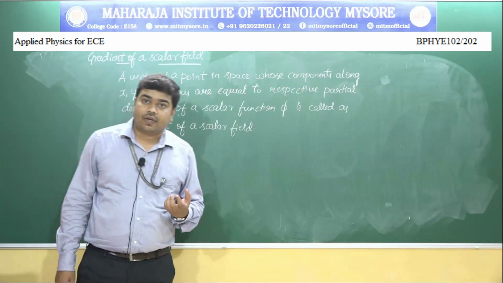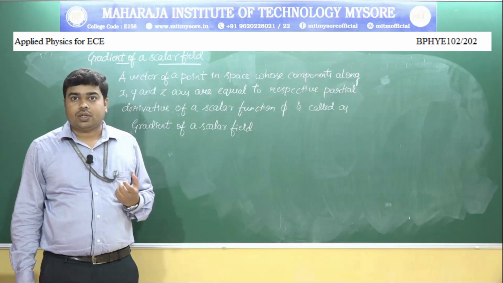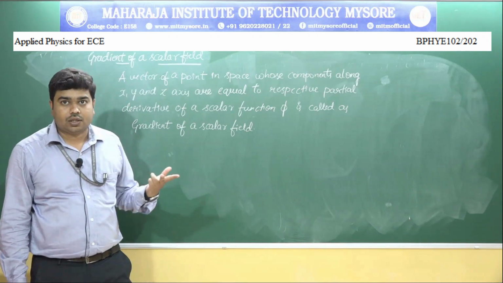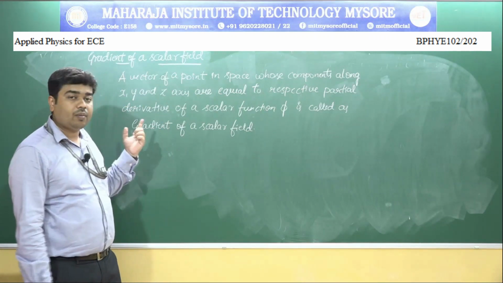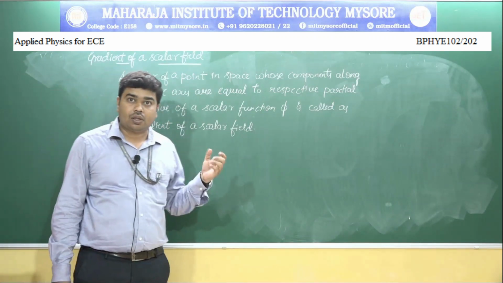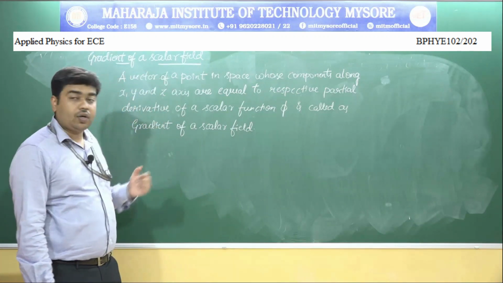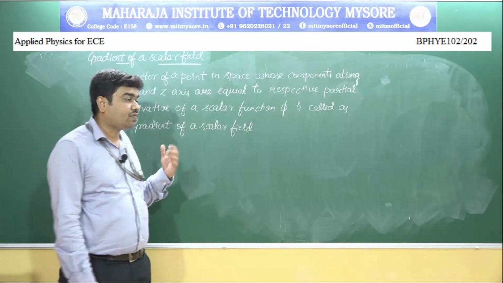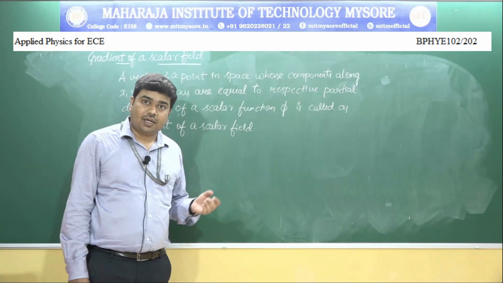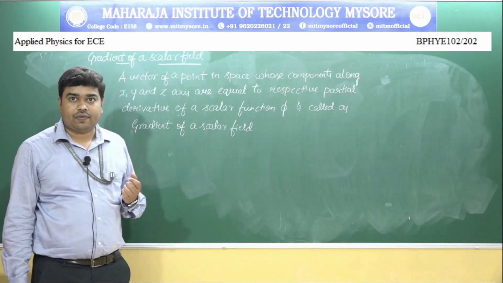If you consider a vector function, that vector function can be resolved into its orthogonal components along x direction, y direction and z direction. It says that here a vector of a point in space whose components along x, y and z direction are equal to the respective partial derivatives of a scalar function phi, then such a kind of operation we will call as the gradient of a scalar field.